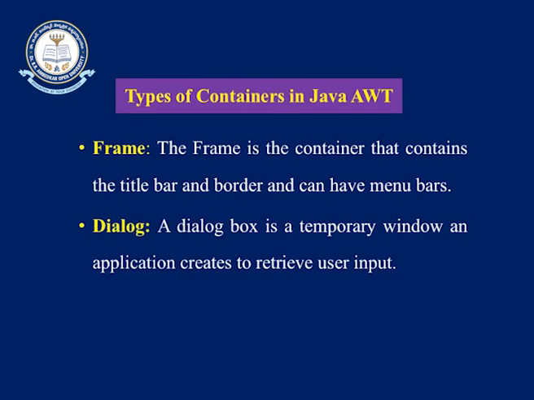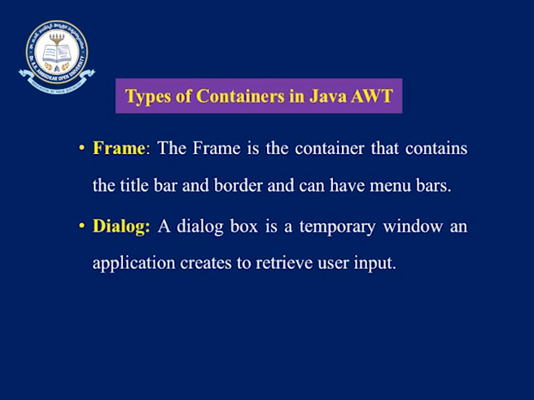Next one, what is frame? Frame is one type of container. It contains the title bar and border and has menu bars also. If you want to create menu bars, then we can use frames. If you want to display the container title and borders for the container, then we can use the frame.